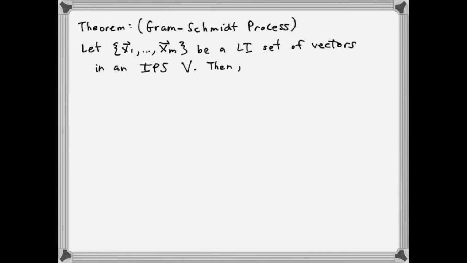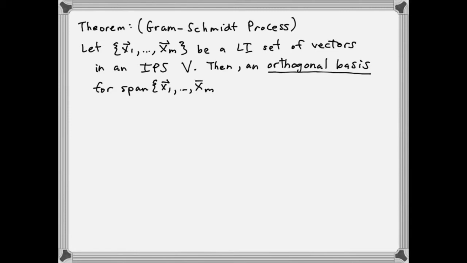Then an orthogonal basis for the span of those vectors is going to be, we'll call these the V's instead of the X's. Now this is how we're going to construct these V's. V1 is just x1. So the first vector is just going to be x1. No big deal. Now what about the second vector?